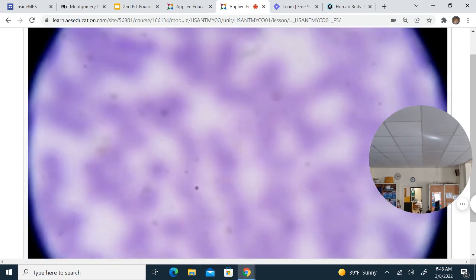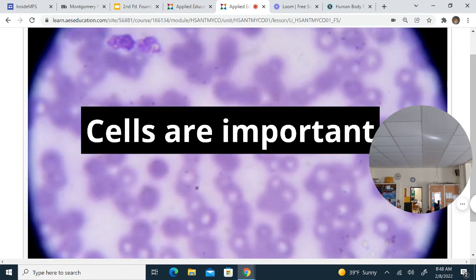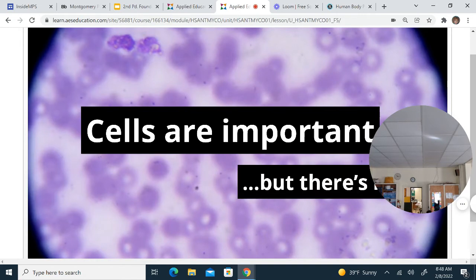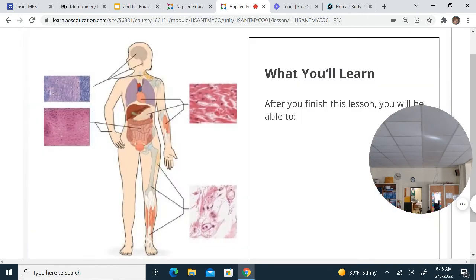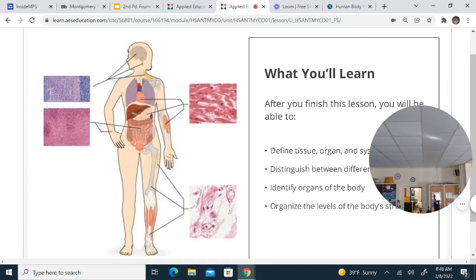Now that you've learned about the importance of the cell in the body, it's time to learn about other structures in the body. In this lesson, you will define what tissue, organs, and systems are, distinguish between different types of tissue, identify organs of the body, and organize the levels of the body's structure.